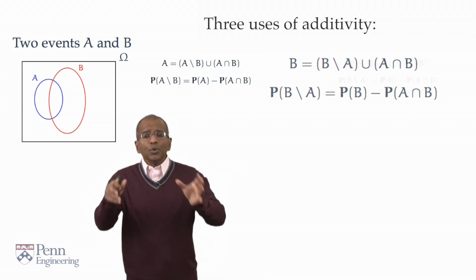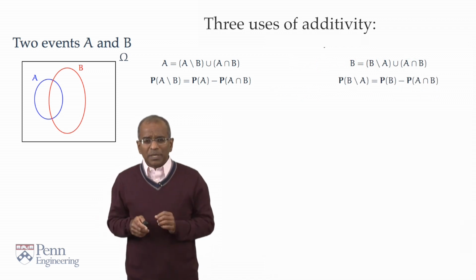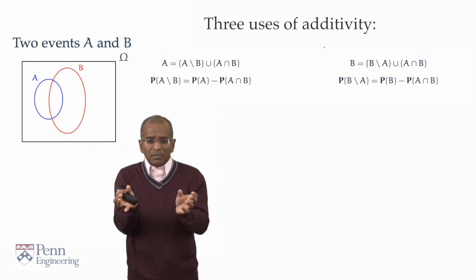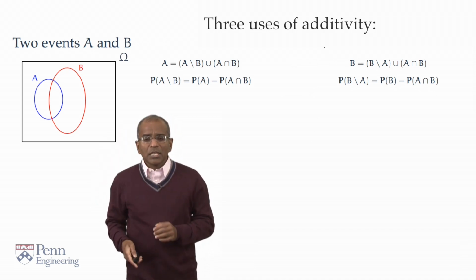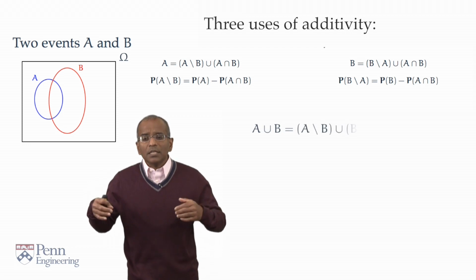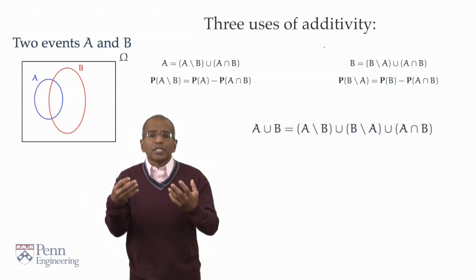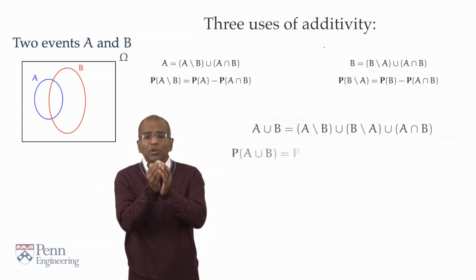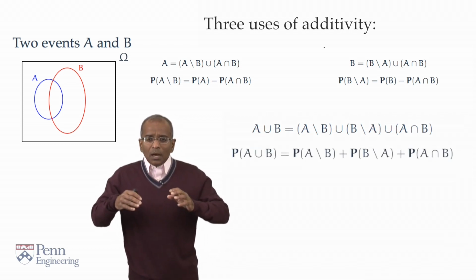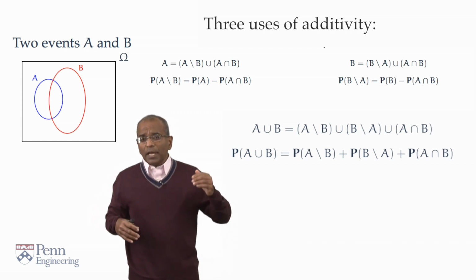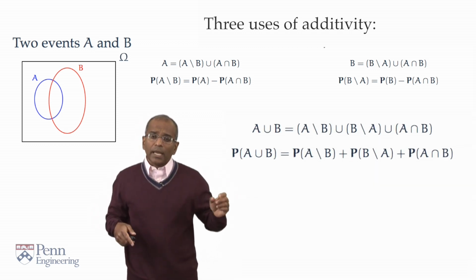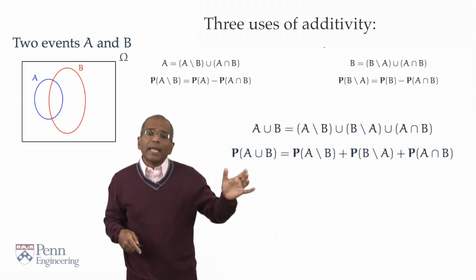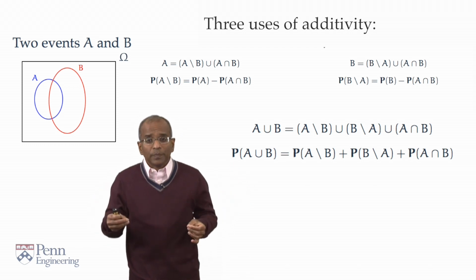How about A union B? Well, we can break it up into three pieces now. The segment A minus B, the segment B minus A, and the segment in the middle, A intersection B. And so A union B is the union of three disjoint pieces. Additivity says the probability of A union B is the sum of the three probabilities. On the right, we've got the probability of A minus B, the probability of B minus A, two set difference probabilities, together with the probability of A intersection B, the probability of a conjunction.